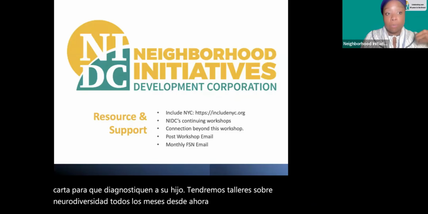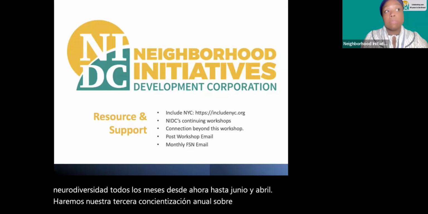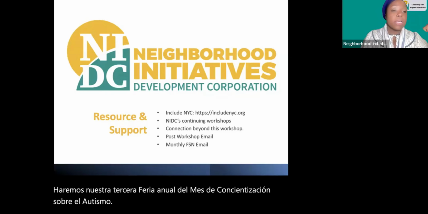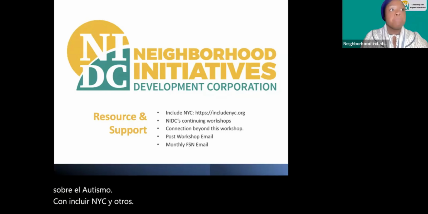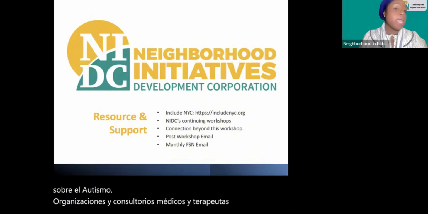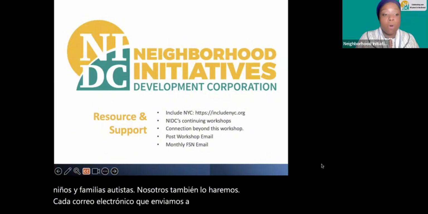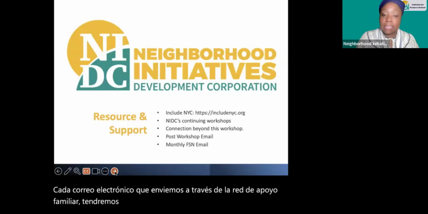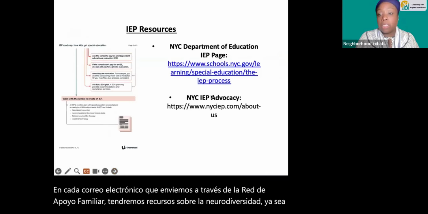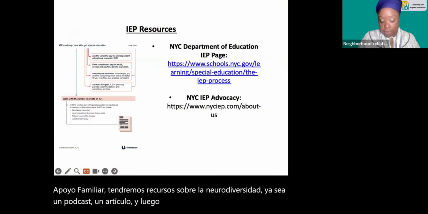In April, we will be doing our 3rd annual Autism Awareness Month fair with Include NYC and other organizations and medical offices and therapists who work with autistic children and families. We will also, in every email we send out via the Family Support Network, have resources around neurodiversity, whether it's a podcast or an article. And then I want to share the IEP resources.